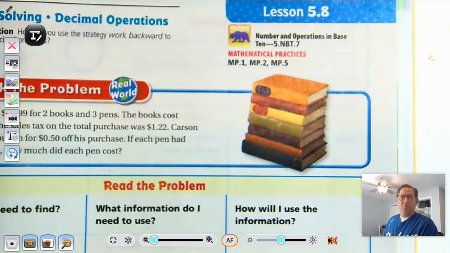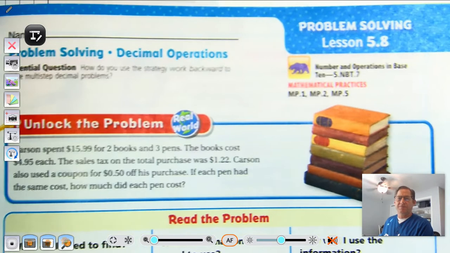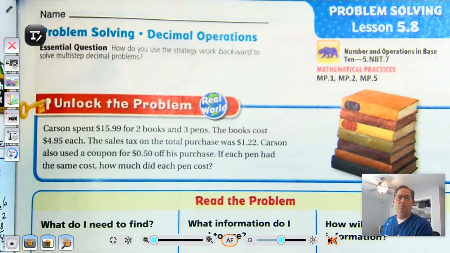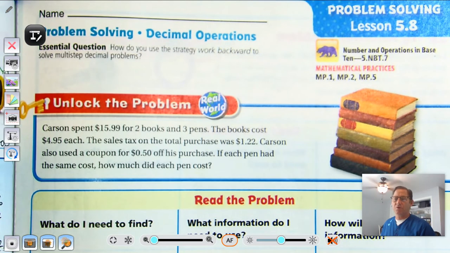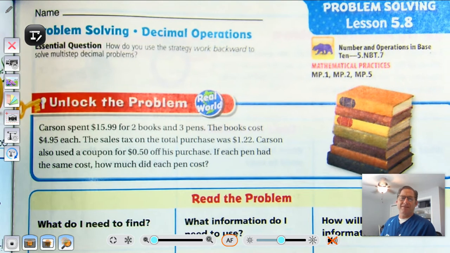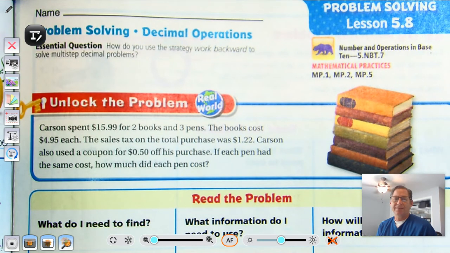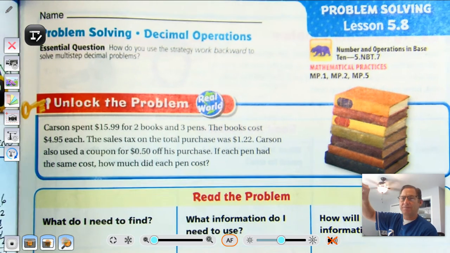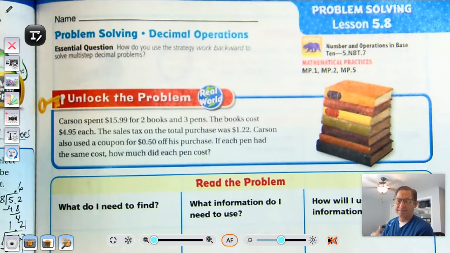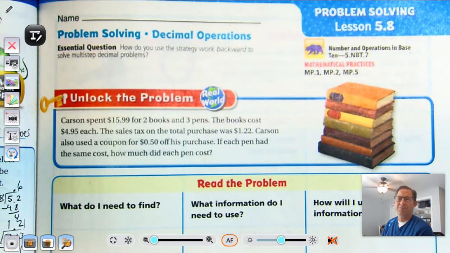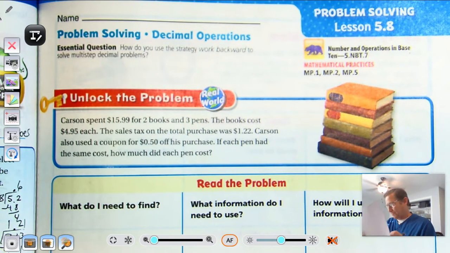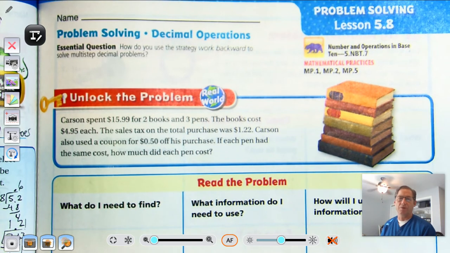Hello, everybody. So we're going to continue with our discussion in Chapter 5, and today we're going to work with problem solving using decimal operations. And the strategy you're going to be practicing today is a strategy called working backward to solve multi-step decimal problems. So working backward. Now, again, this is just a strategy. It's one way to solve these type of math problems, but it doesn't mean this is the only way to solve these types of problems.